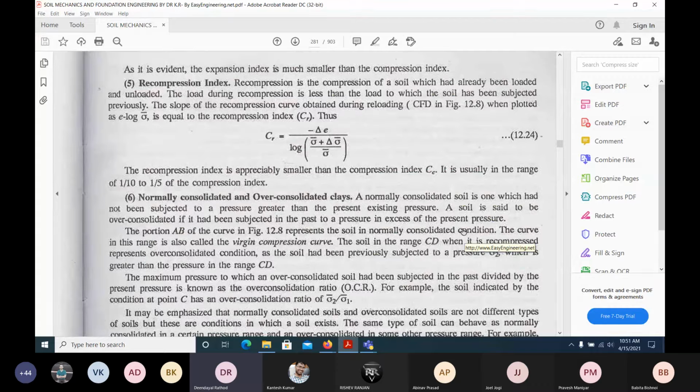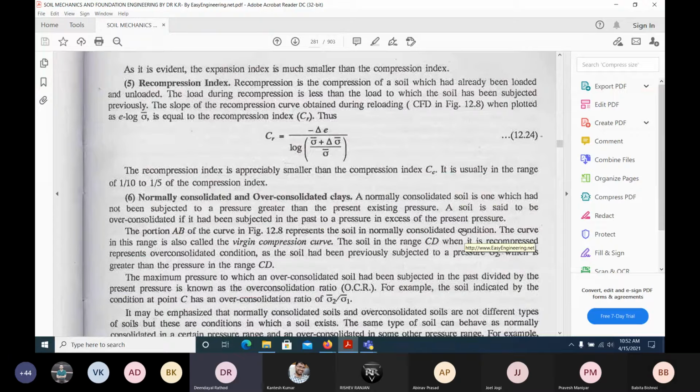Suppose now we are applying 50 kPa, but previously it has been subjected to 100 kPa. Then it is called the over consolidated soil. Hope you are following the difference. Okay, normally consolidated clay and the over consolidated clay.